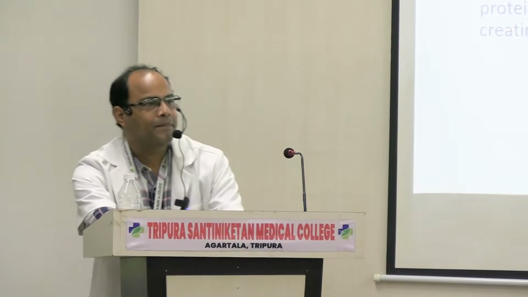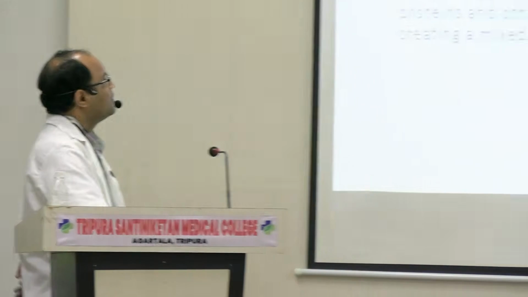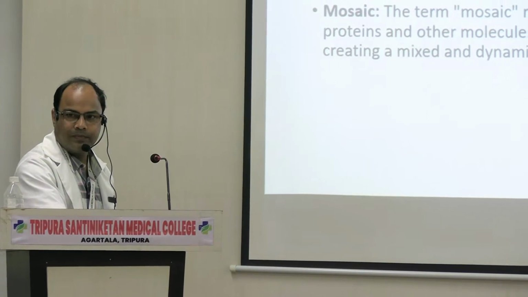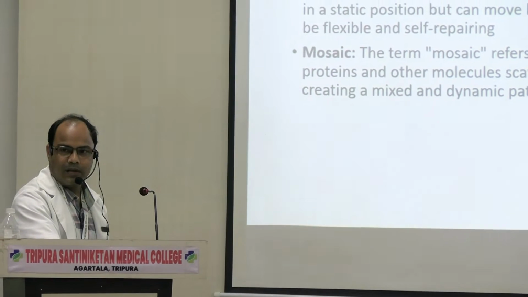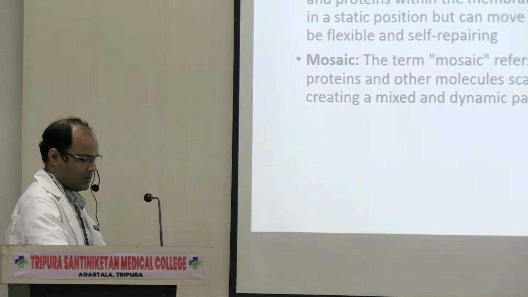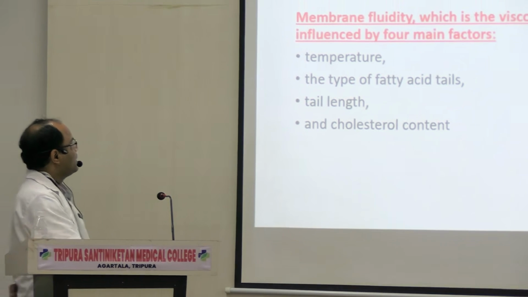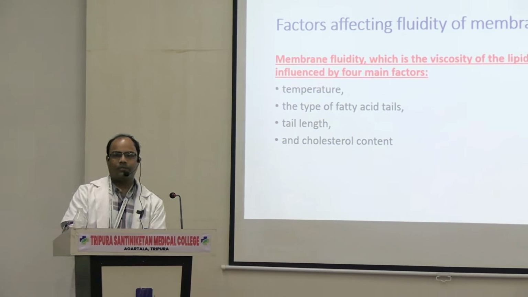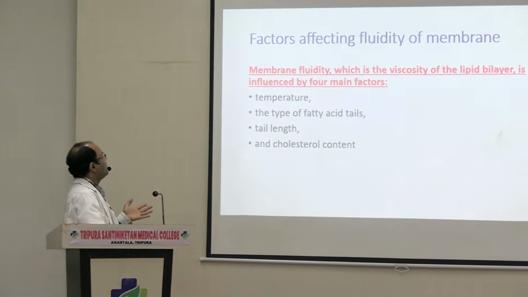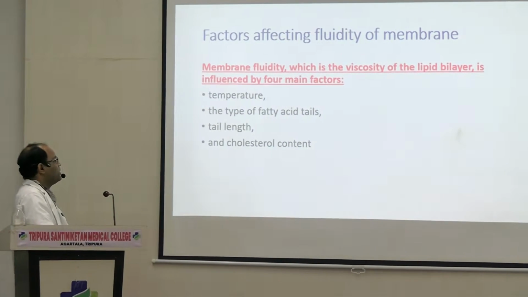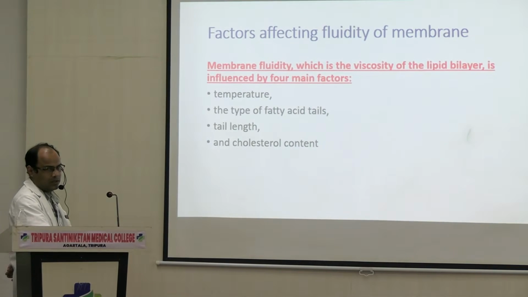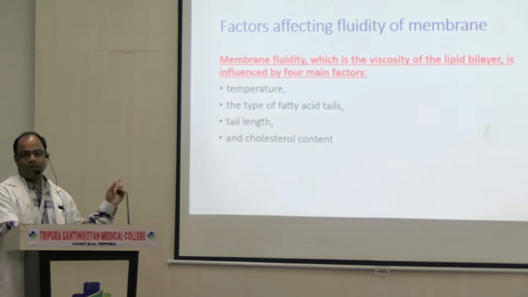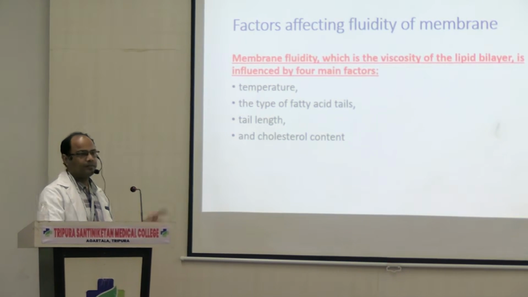right? Next. So you understand what is fluid mosaic theory of cell membrane? Right. Next, what are the factors which influence fluid mosaic theory? Factors affecting fluidity of membrane. Please remember 4 factors. Even you don't find them in your textbook. I make it very easy for you.